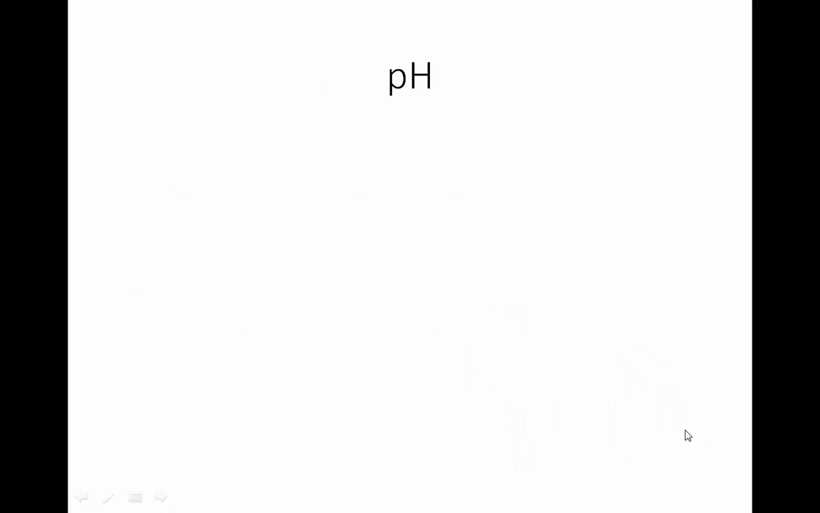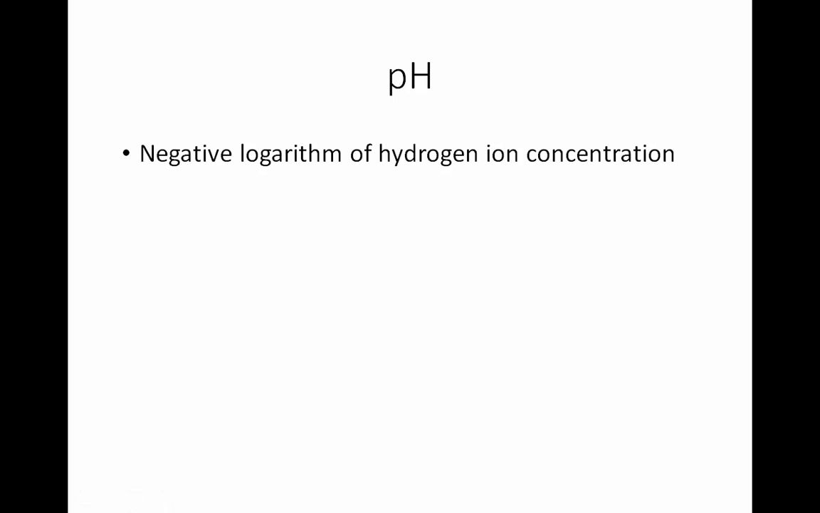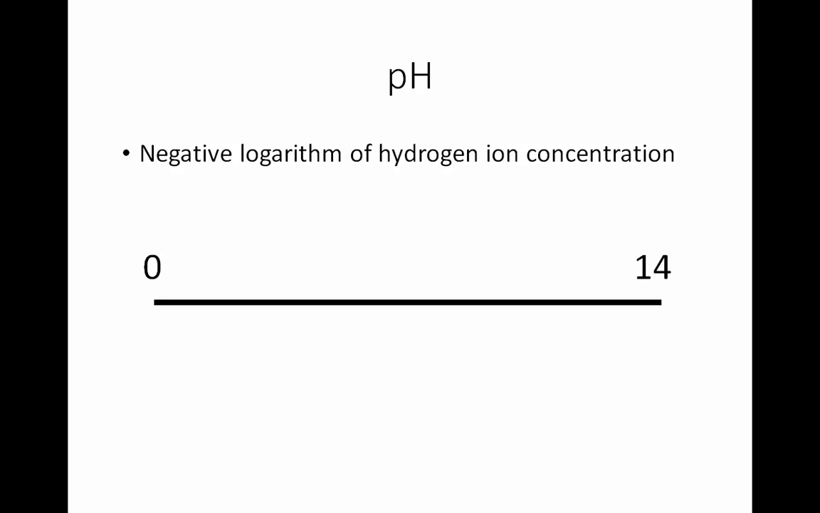Acids and bases mean that we now have to talk a little bit about pH. The definition of pH is the negative logarithm of the hydrogen ion concentration of a solution. That sounds tricky, doesn't it? Well, let's worry about what we have to know about it. First of all, pH is a scale that runs from 0 to 14. There are no units on this scale. This is just a number scale.